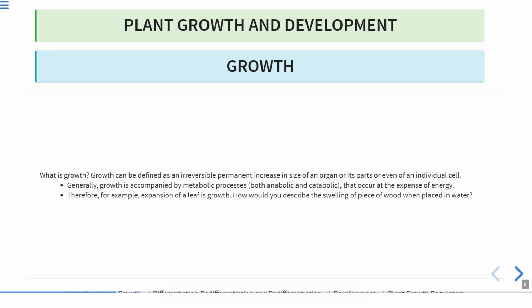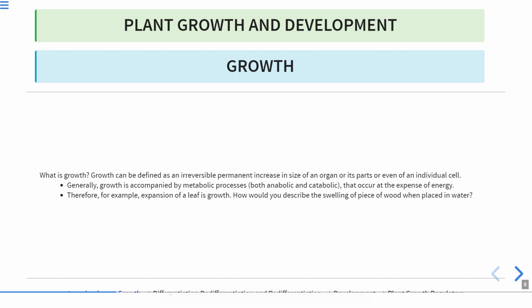And if you see an individual growth in one particular cell, then also it is a sign of growth. So this is the definition of growth. Growth can be defined as an irreversible permanent increase in size of an organ, its parts, or even an individual cell.